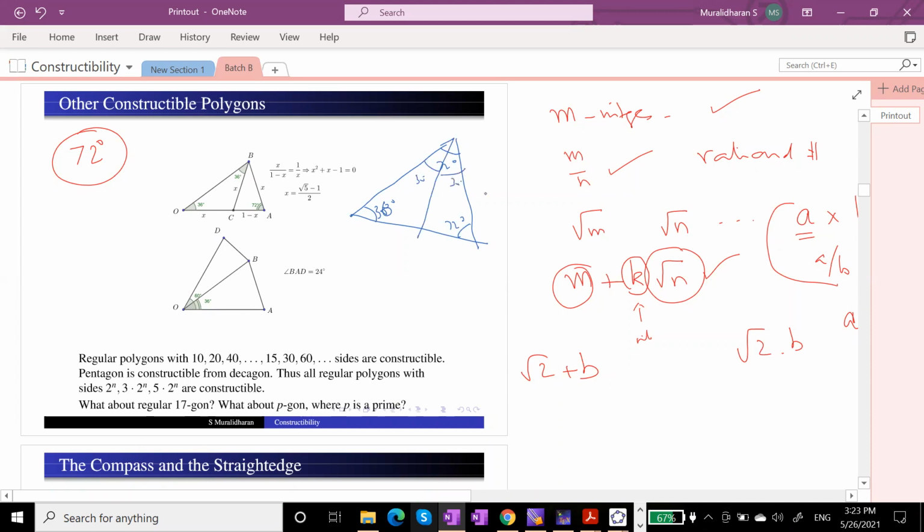Let this length be x. Okay, and let this length be x, and then this length also will be x. This length will be x. This is 1 minus x because this I have taken as 1. This also will be 1. Okay. Now, these two triangles are similar.